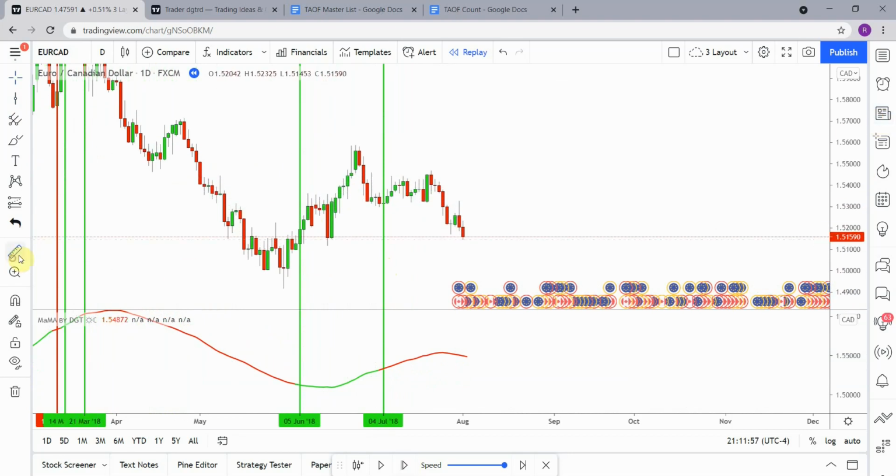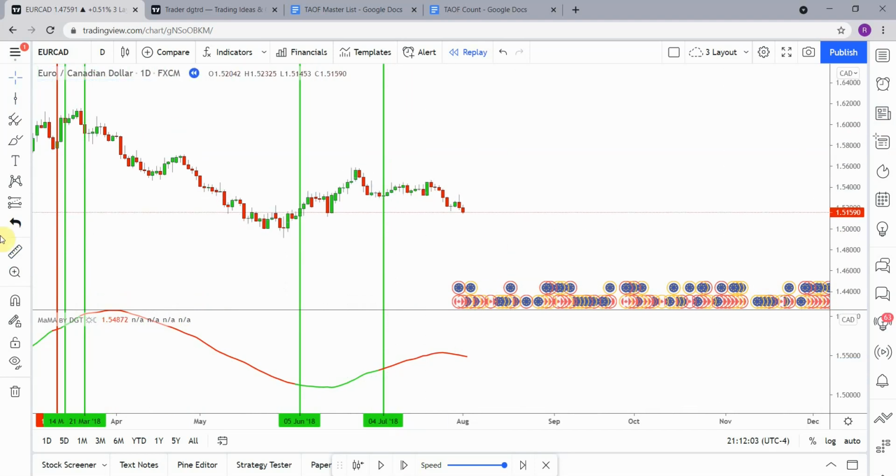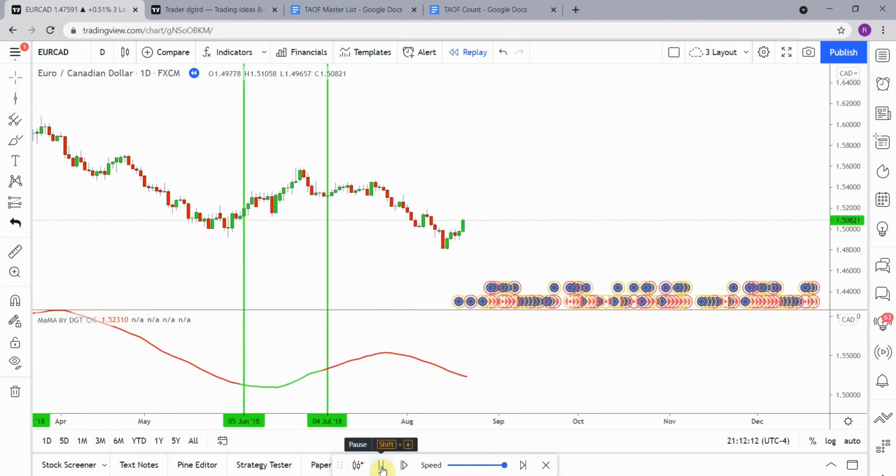Let's double check this here. Right about to there, looks like we stay within our stop, and we do get to take profit. So another decent signal there.